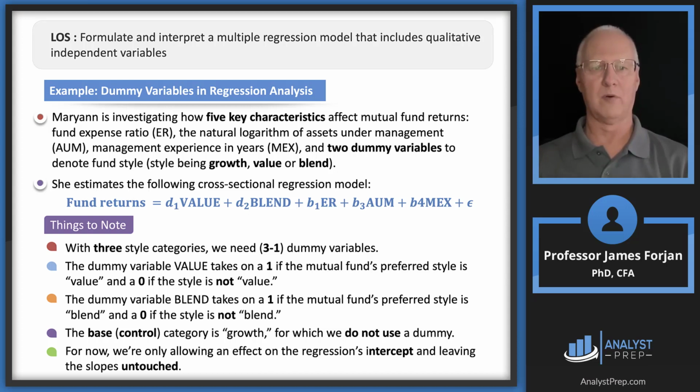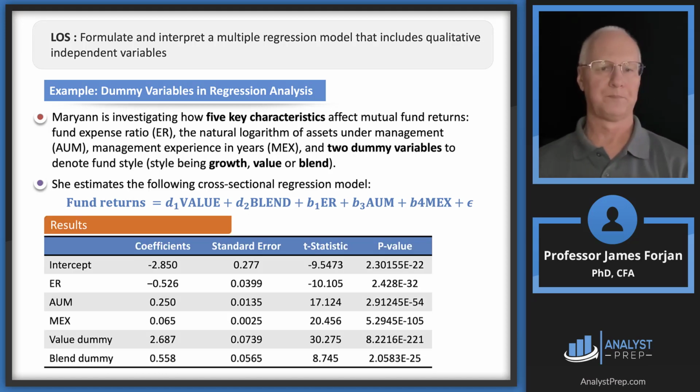The dummy variable value takes on 1 if the fund's preferred style is value, 0 if not. The dummy variable blend takes on 1 if the fund's preferred style is blend, 0 if it's not. Now look at that purple teardrop point. The base or the control category is growth, for which we do not need a dummy because we're going to see what happens to the slope.